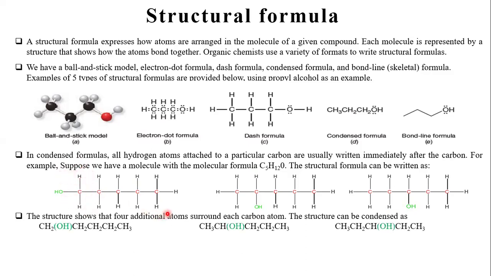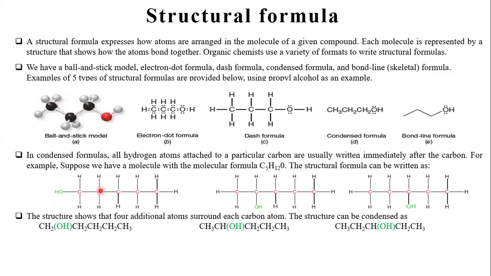The structure can be condensed as, for the first structure, we can see that this is the carbon. So in the condensed form, this carbon has 4 bonds. One is hydrogen, so it has 2 hydrogens and 1 OH. So CH2, and then the OH will come, and then it is bonded to another carbon.